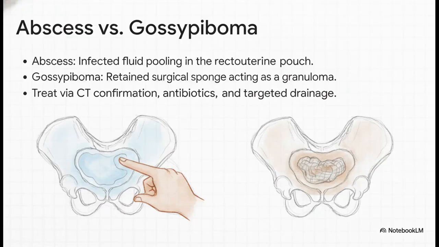It's absolutely crucial to distinguish this active infectious collection from a gossypiboma. A gossypiboma is an aseptic, retained surgical sponge that basically acts as a fibrous granuloma. But a boggy mass, combined with a fever, that tells us infected fluid is pooling right in the pouch of Douglas. This requires rapid CT confirmation followed by transrectal drainage.